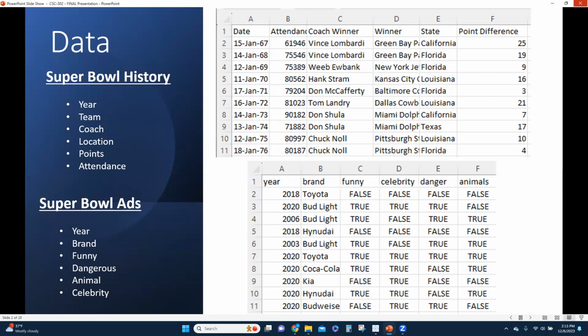Now, let's look at the two different data sets that we're going to be using today. The first data set, Super Bowl history, we're going to look at the attributes for the year, the team, coach, location, points, and attendance. And for Super Bowl ads, we're going to look at the attributes for year, brand, funny, dangerous, animal, and celebrity.